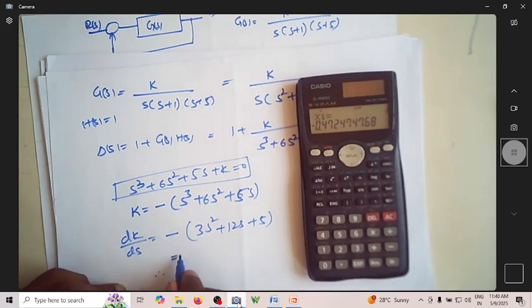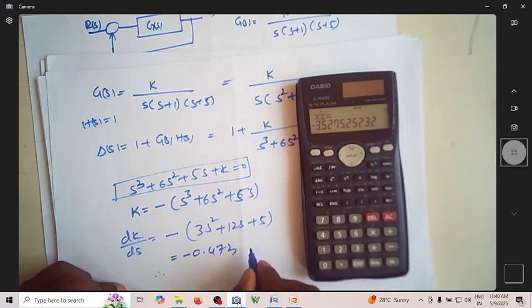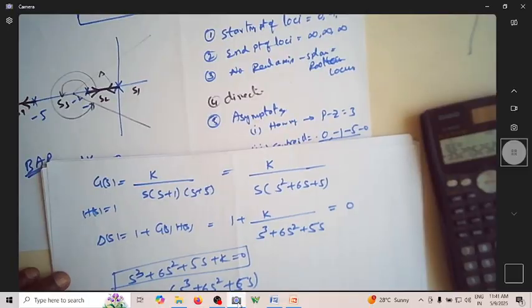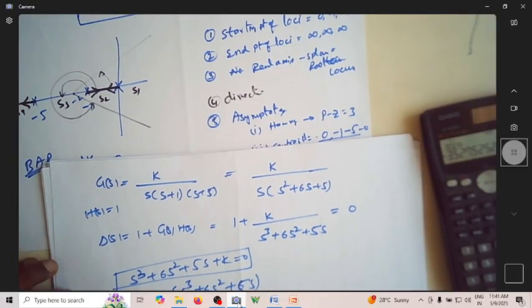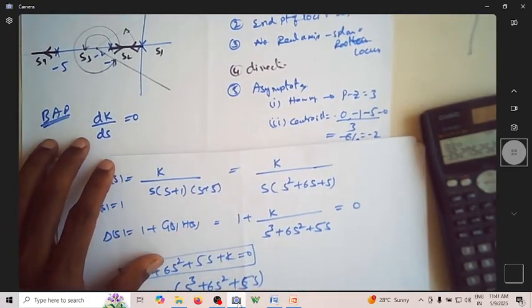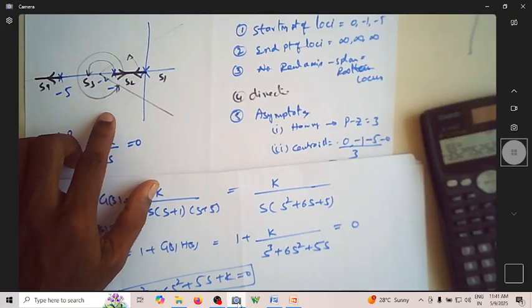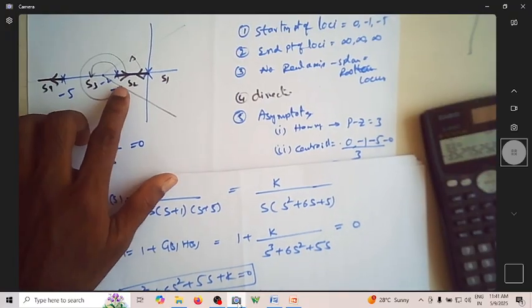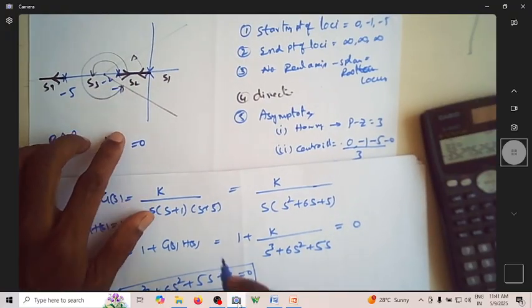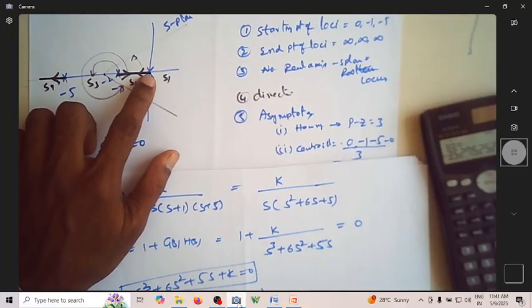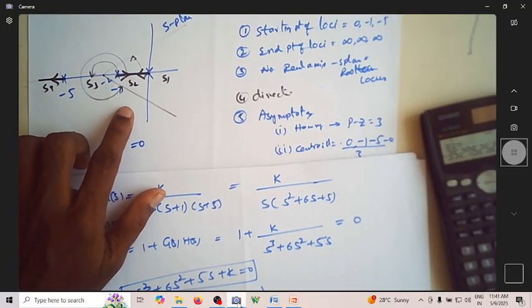Now one of the roots is minus 0.472. The other one is minus 3.527. So we are looking for a breakaway point. This is the breakaway point. We are getting two roots, two values of s where a breakaway is possible. On the s-plane, we are expecting the breakaway point between 0 and minus 1. So here this is the breakaway point.